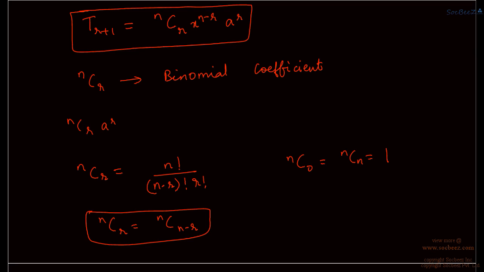So a few properties of nCr, or the binomial coefficient. So nCr is equal to nC n minus r.